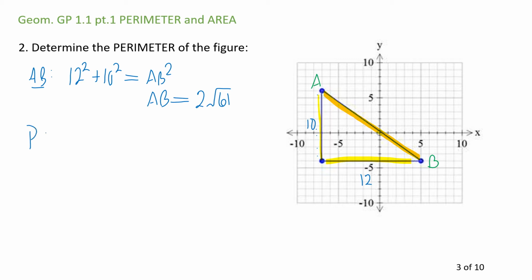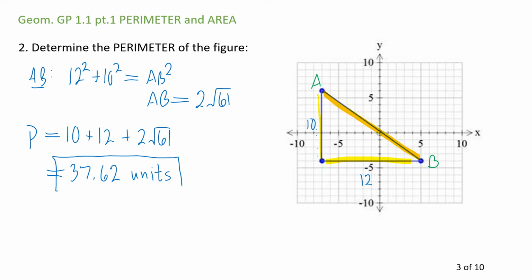So the perimeter is equal to the length of the two legs, 10 plus 12 plus 2 times the square root of 61. You can use the decimal approximation if you want to, but frankly, this makes it more accurate. And do the decimal approximation when you're finished, and I got 37.62 units. I like to include units because you are finding a distance around in this case.